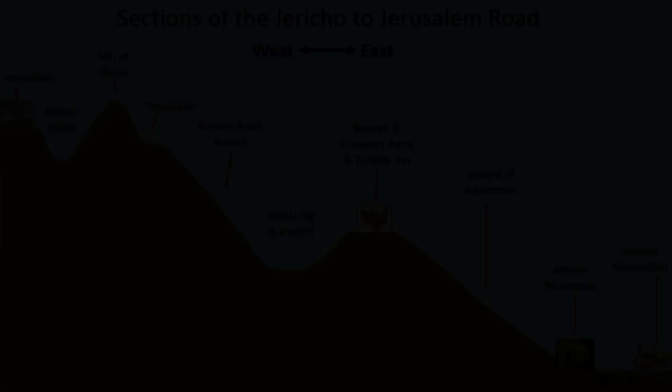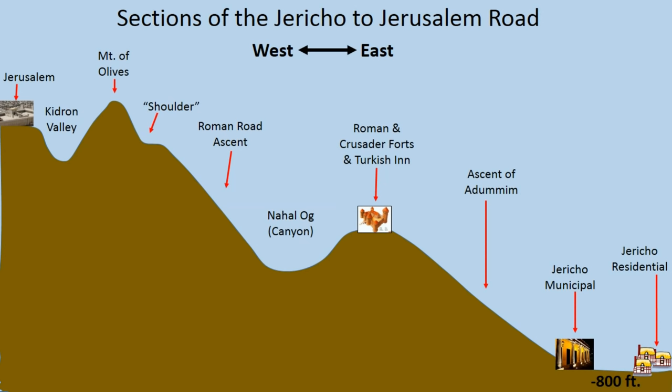This cross-section diagram shows the different segments of the route that travels from Jericho to Jerusalem. This is the route that Jesus took on his last journey up to Jerusalem. Note on the lower right-hand side of the screen, Jericho sits at 800 feet or 250 meters below sea level. Jesus would have passed through the different districts of Jericho.